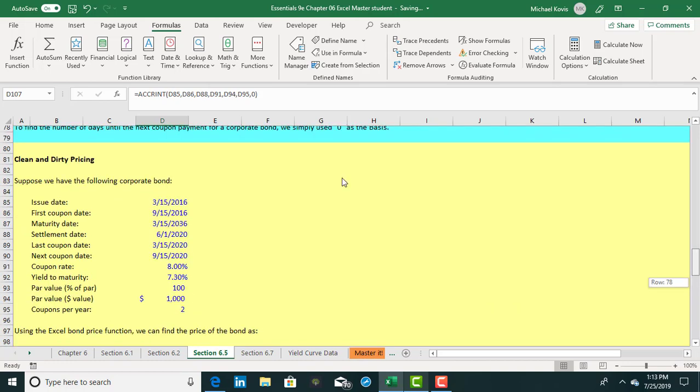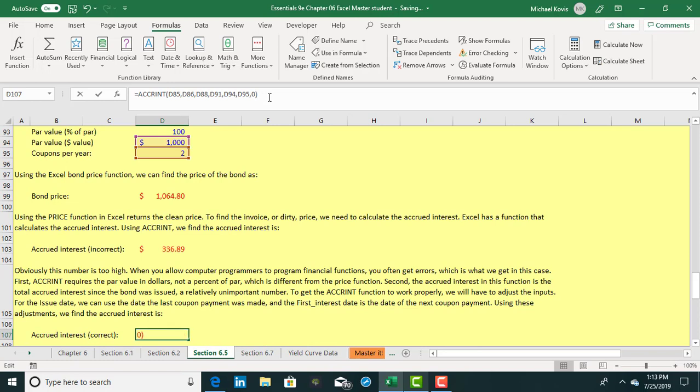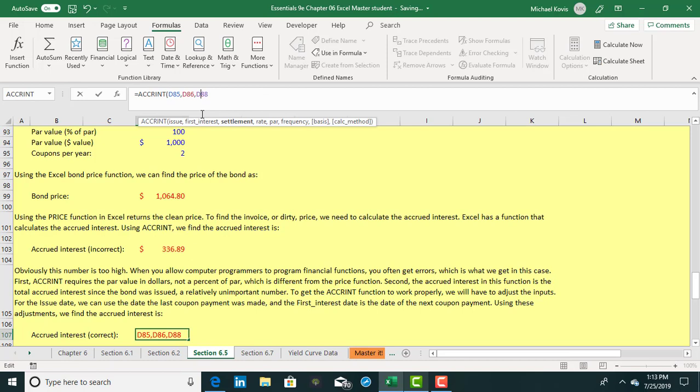So a dirty price, what they're talking about is how much the buyer is paying. So they're going to take both the price of the bond plus the accrued interest that is owed to the seller. All right, let's see if I have anything else for you.